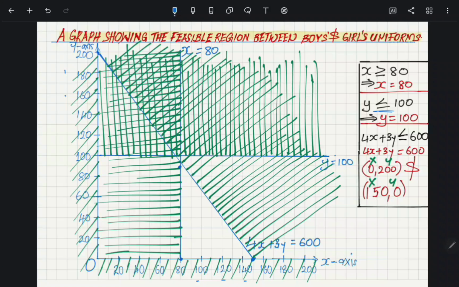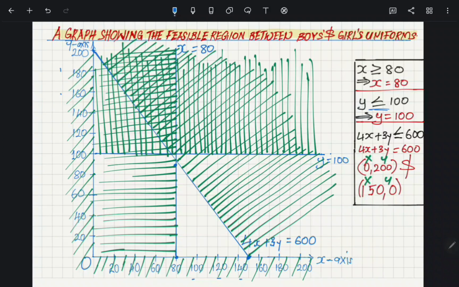So you can choose the corner points, and then the coordinates of these corner points is what we are going to input into our objective function or our profit expression, so that we can find out the maximum profit that the tailor can make using a certain number of uniforms. Remember, we want to find out the number of sets of uniforms that the tailor can make in order to maximize profits.